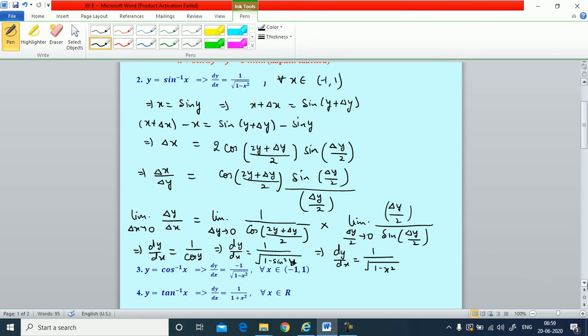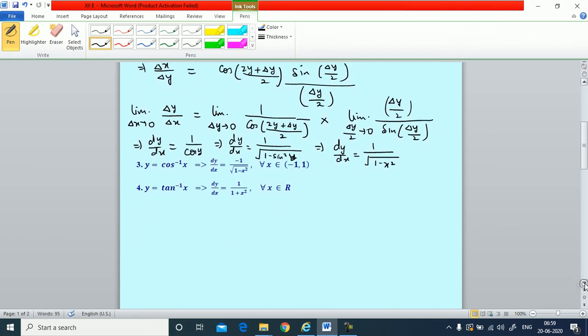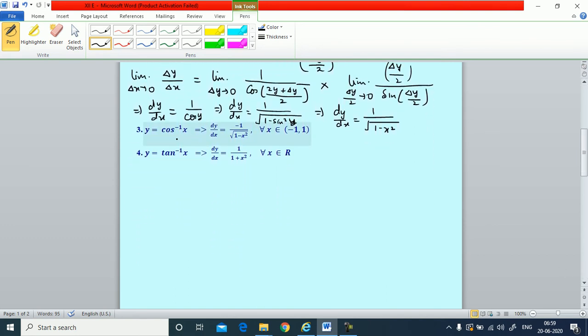Now in the same manner, you can obtain the derivative of cos inverse x. This I have written directly. So if y is cos inverse x, dy over dx will be minus 1 over square root of 1 minus x square. Again, for all x belonging to minus 1 to 1. You can see the derivatives are the same. They only differ by a negative sign.